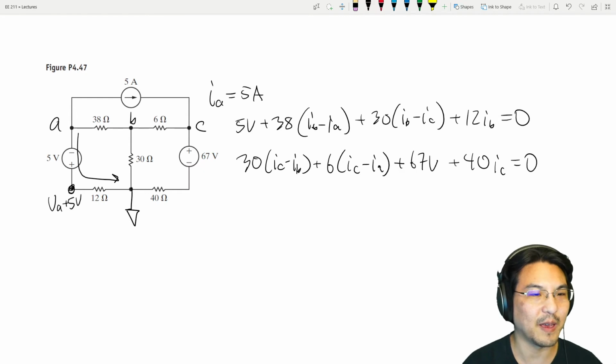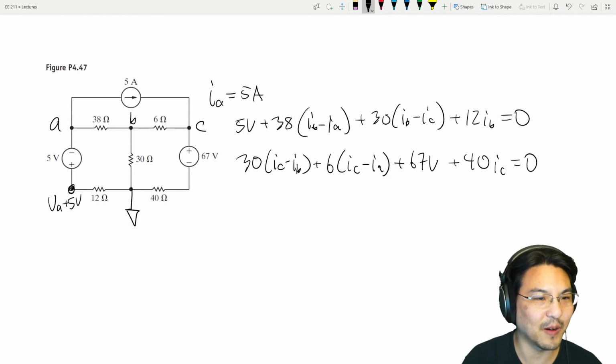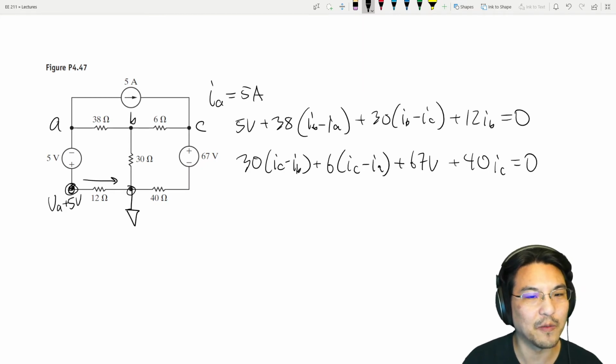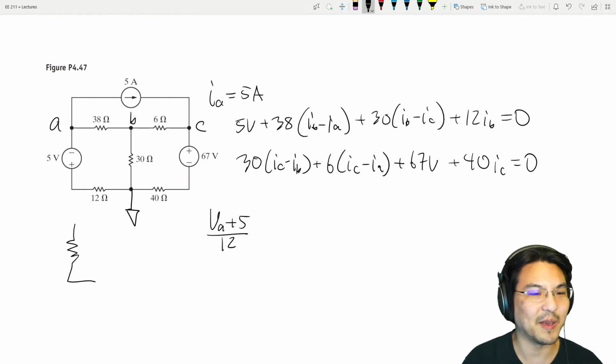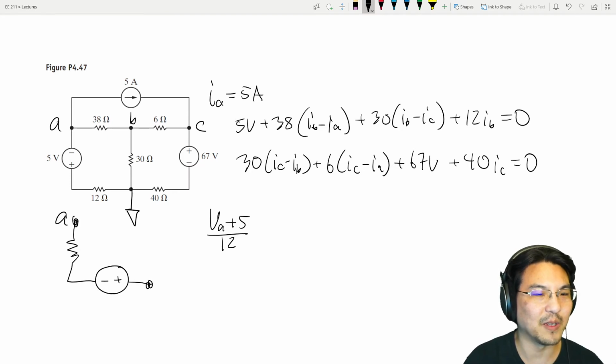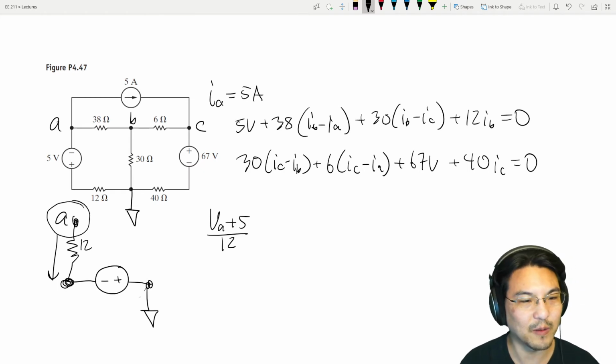And then that means for KCL at node A, the current here is this voltage minus this voltage over 12. VA plus 5 over 12 is the current here. Another way to interpret that is, see how these two are in series? It's also the same as this, if I were to exchange them between node A and the reference, they're in series, then what's the current here? This voltage minus this voltage over 12.